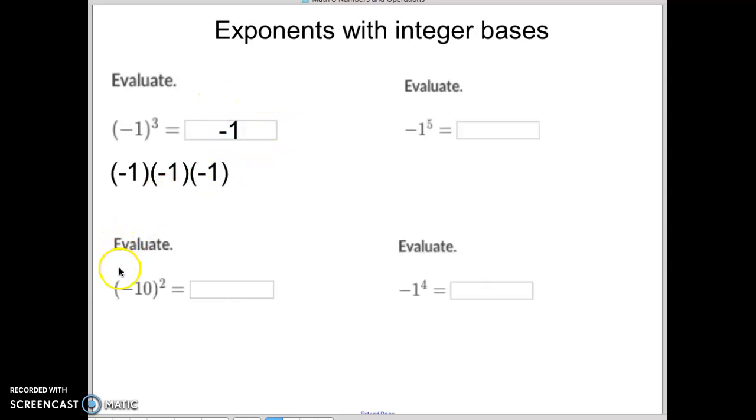We're going to do another one with parentheses here. We have -10 to the second power. So again, we'll write this out as -10 times -10. -10 times -10 is +100.